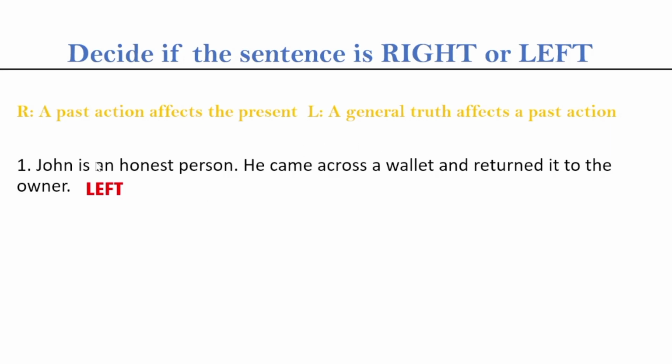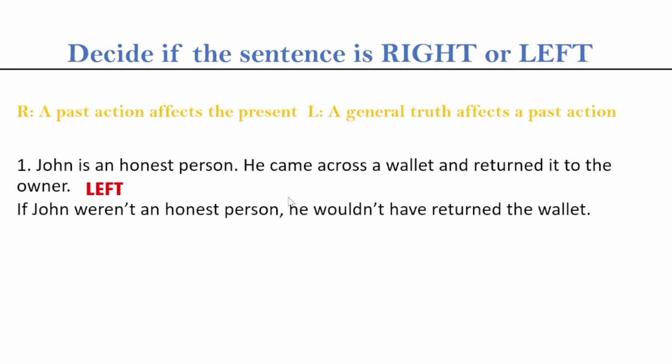Why left? Because this is a general truth. John is an honest person. John is honest, and that is the reality. That's the general truth, and the general truth affects the past action: he came across a wallet and he returned it to the owner. The conditional sentence: if John weren't an honest person, he wouldn't have returned the wallet. So that's the mixed conditional.